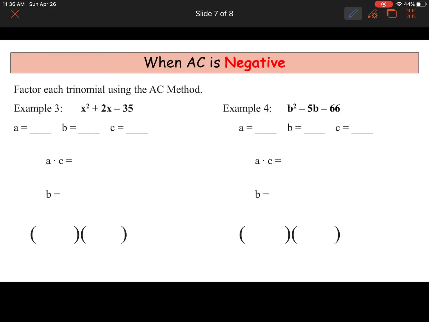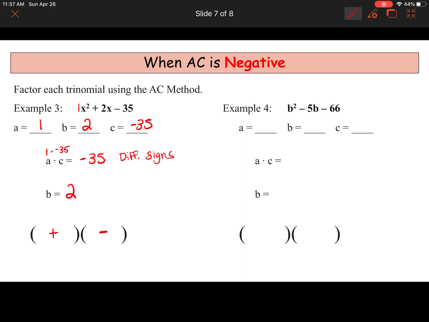Okay, let's look at some examples. So again, we take each coefficient. My a is 1. My b is positive 2. My c is negative 35. I'm going to multiply. A is 1 times c is negative 35. 1 times negative 35 gives me negative 35. Okay, right off the bat, I see that AC is negative. So I know that we have different signs. So I'm going to put one positive and one negative.